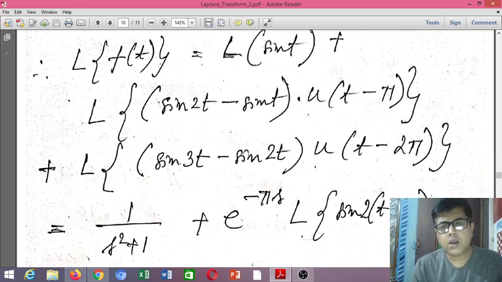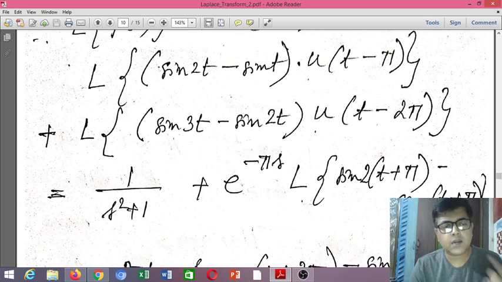Now you do one by one. So first step is L of sine t. L of sine t we all know is 1 by s square plus 1, because very well known b is 1, so 1 by s square plus 1. Now then what is L of sine 2t minus sine t into ut minus pi? If we apply that corollary number 3 of the second shifting theorem, because ut minus pi, your a is pi here, so it will be e to the power minus pi s into Laplace transform of gt plus pi. So gt is sine 2t minus sine t, so it will be sine of 2t plus pi minus sine of t plus pi, right? We are just applying the property. So we get this.